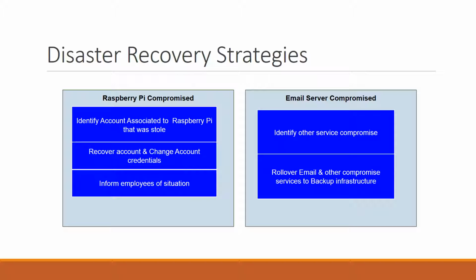And lastly, we want to inform our employees of the situation so they can also keep track of any malicious or suspicious activity occurring, and also understand and look at whether the application is performing the way it's supposed to. Now, if we look at the email server compromise, we can identify the other services compromised, and also look at the rollover email and other compromised services to back up the infrastructure.